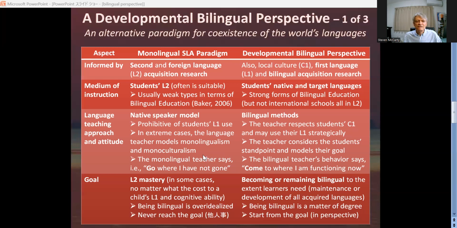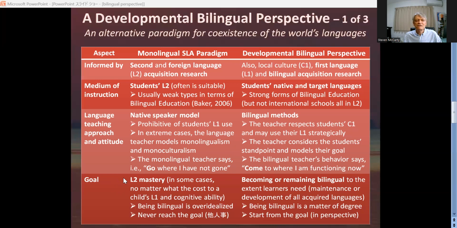And then the monolingual teacher says, in effect, go where I have not gone. Whereas the bilingual teacher in his or her behavior says, come to where I am functioning now. So the teacher considers the student's standpoint, and models their goal, rather than just aiming for the target language at all costs. So, like in the next category, the goal of education.